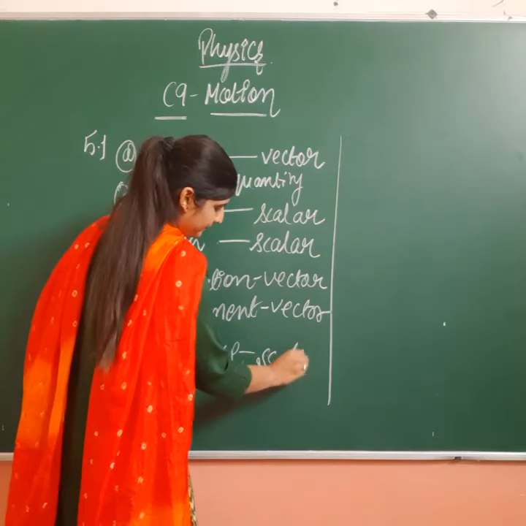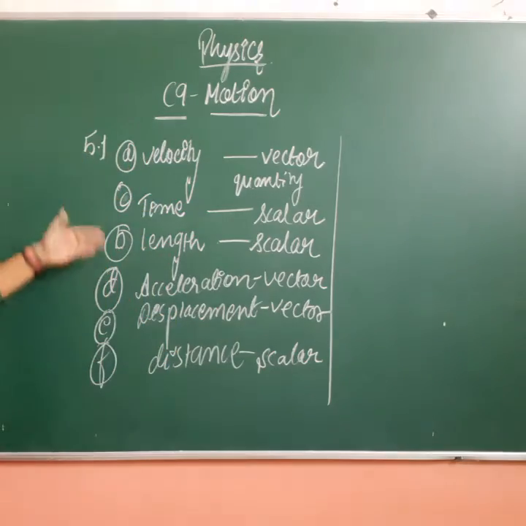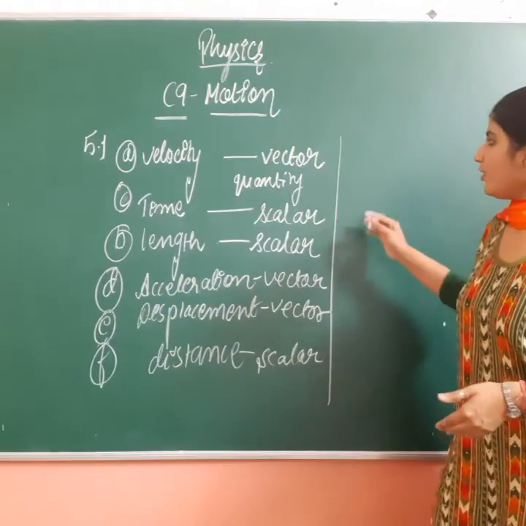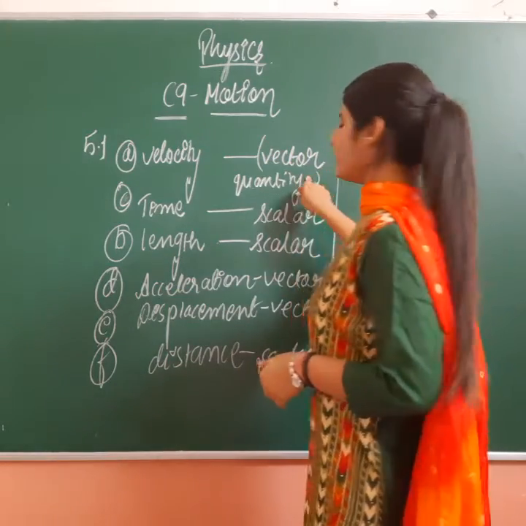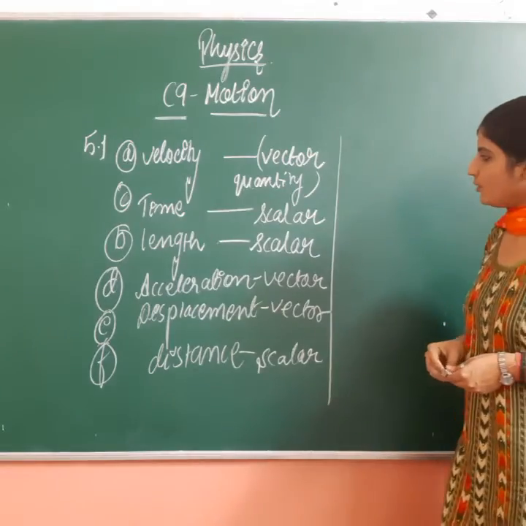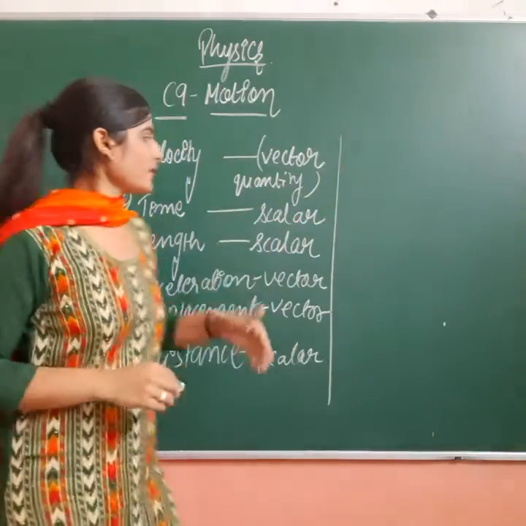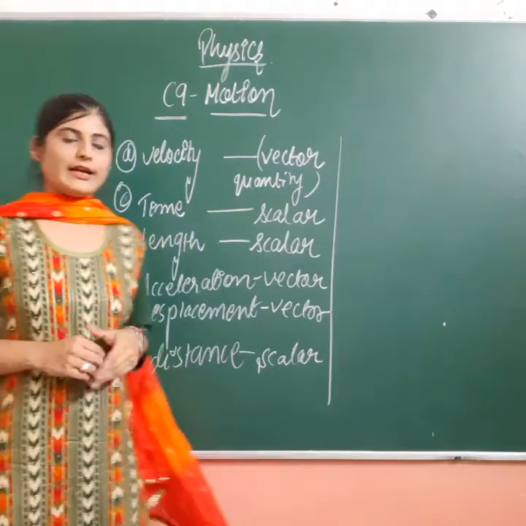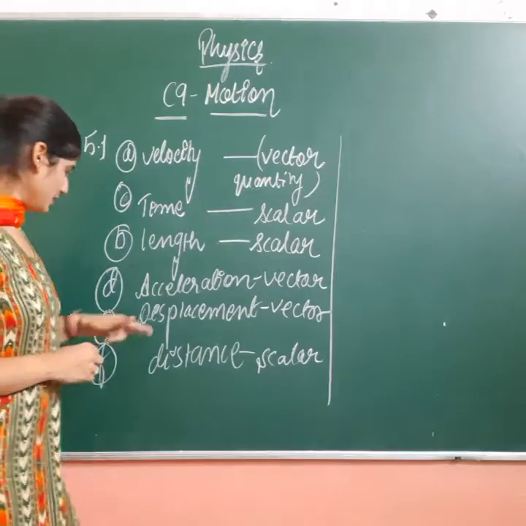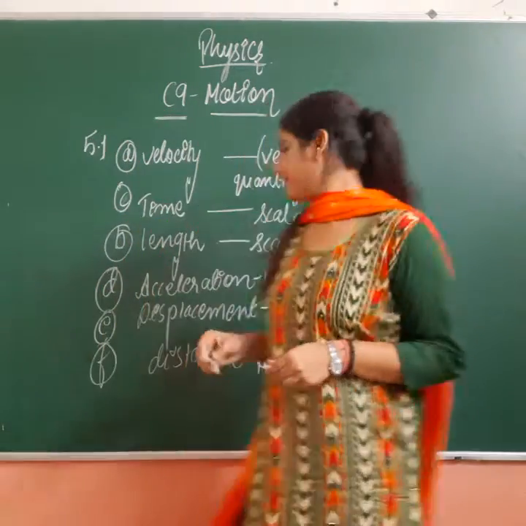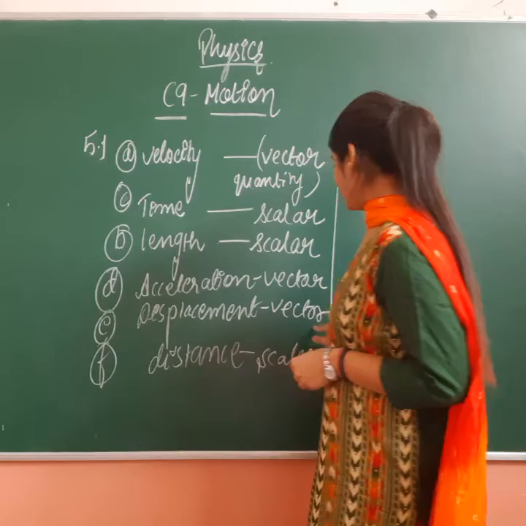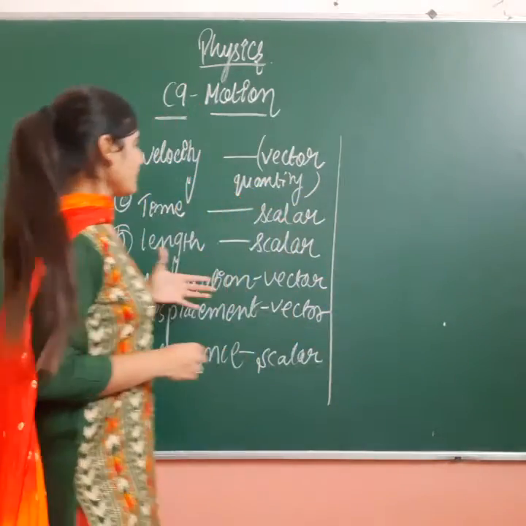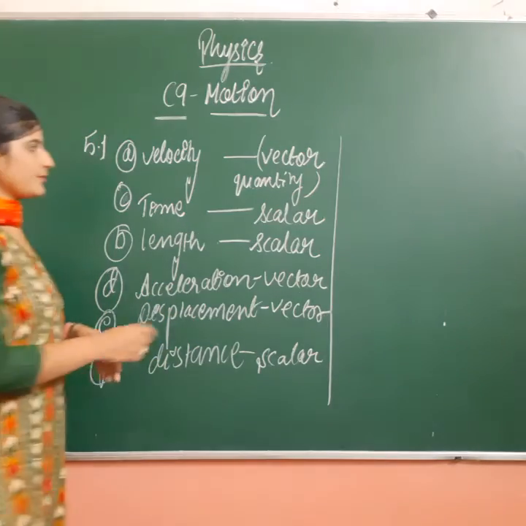scalar quantity. Okay. So these are the terms we are already aware of: vector means it has magnitude, value as well as direction. Time means it has the magnitude only. Length also has only magnitude. It is independent of the direction. Acceleration is a vector quantity. Again displacement is a vector quantity and distance is a scalar quantity. It has only the value, only the magnitude.